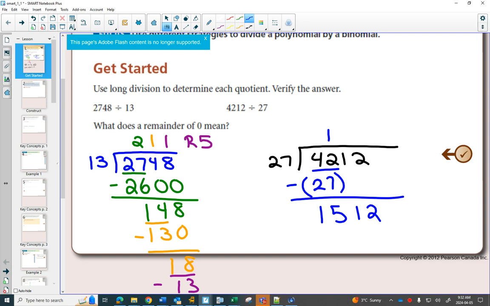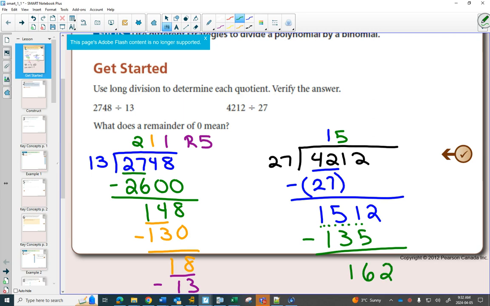Now switch colors. 1 isn't enough. There's no 27s in 15. I have to go all the way to 151. How many 27s are there in 151? Can you do 5? Can you do 6? Is 6 too many? 6 is too many, so then 5 is the most, so I put 5 here. This will be 135. I subtract, leaving me with 16.